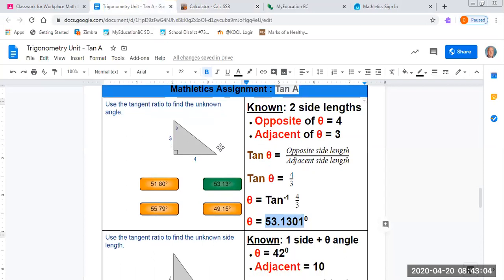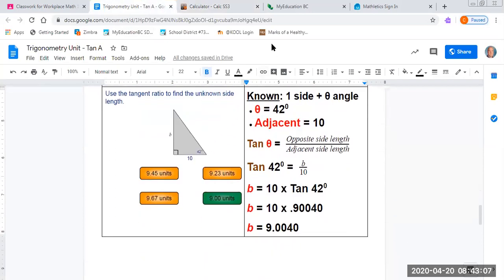So let's take a look at the next question here. This one involves trying to find out not the angle this time, but one of the side lengths.